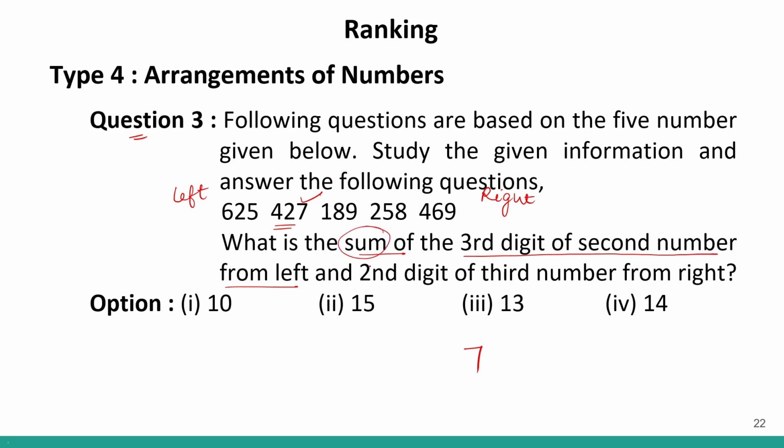We have to find the sum of this and the second digit of the third number from the right. From the right, the third number, 1, 2, 3, is 189 and the second digit is 8. So basically we have to sum these 2 digits and on summation we will get 15. So my answer will be option number 2, 15. Clear?